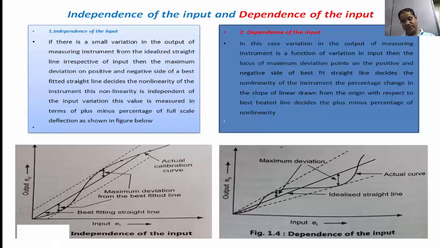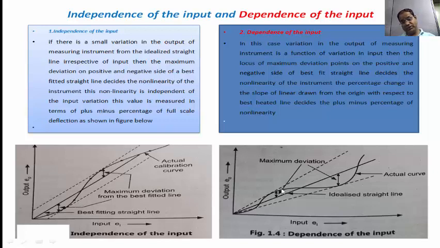Here the amplitude is low and the deviation is low, but if you go ahead it will increase. So if the deviation goes on increasing, you can say that more and more non-linearity occurs. But here this deviation remains constant throughout. So this is independence of input. Whatever the input variation, the deviation remains constant on both sides.